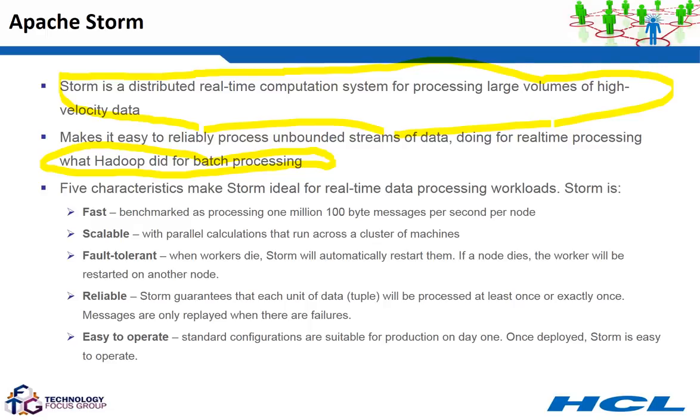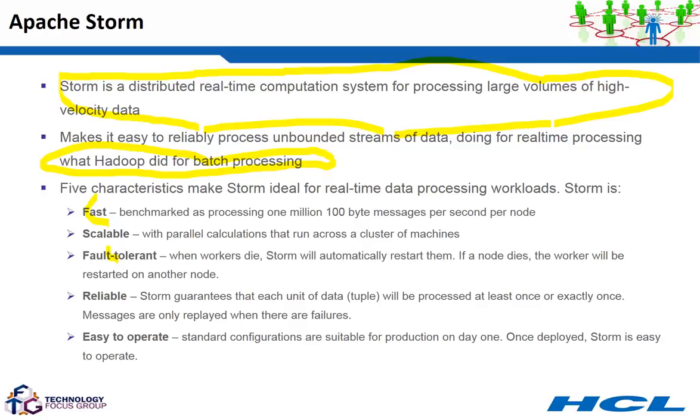Five characteristics make Storm ideal for real-time data processing. Storm is very fast, scalable, fault tolerant, okay, reliable and easy to operate. So fast, scalable, we all understand. Fault tolerant: when workers die, Storm will automatically restart them. If a node dies, this worker will be restarted on another node. Because this is built into the Storm framework, Storm will automatically do all these things. Okay, Storm also guarantees that each unit of data, which is called a tuple, is processed at least once or exactly once depending upon the configurations. Messages are only replayed when there are failures, otherwise it guarantees at least once or exactly once.